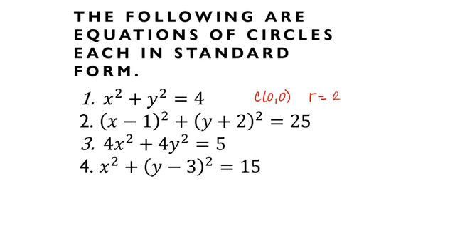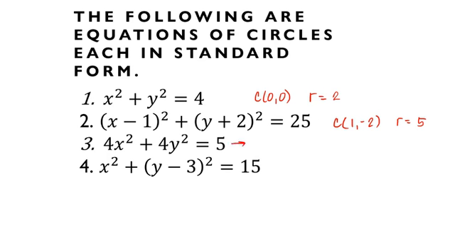For number 2, the center is at 1, negative 2. Take note that the numbers would have opposite signs. Since this is minus 1, the h is positive 1. Since that's plus 2, the k would be negative 2. And then the radius of this circle would be 5. For number 3, we have a problem because it has 4 as the coefficient of x and the coefficient of y.